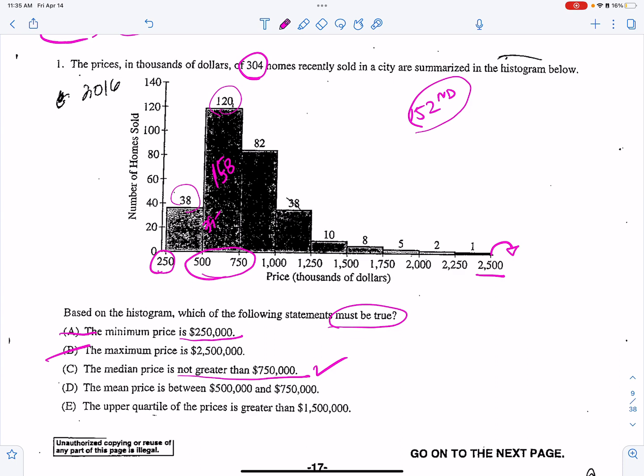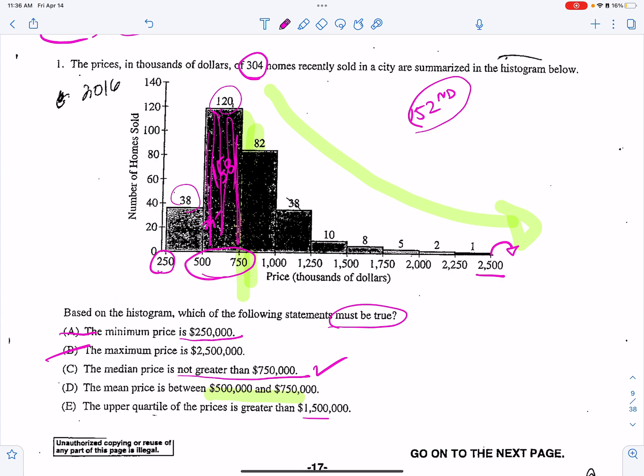Mean is between 500 and 750. We really don't know about the mean because we're going to have to do averaging as well. But we do know enough about it because it's skewed this way. Since the median is somewhere in this bin, we know the mean has to be a little bit to the right because remember the outliers are skewing it. So it may be in this bin, but it may be over here. But it's definitely not in a bin to the left.